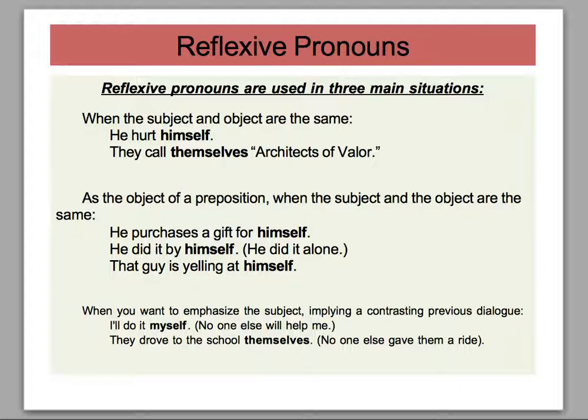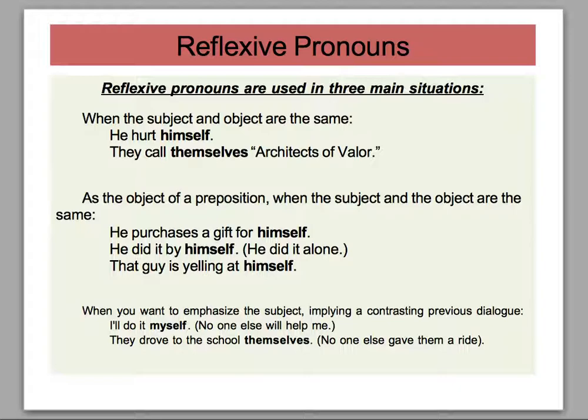Now, as the object of a preposition, this is our second situation, when the subject and the object are the same. So he purchases a gift for himself. He is the subject of the sentence, and himself is the object of a preposition, the preposition being for. But essentially himself is an object. He's getting a gift purchased.